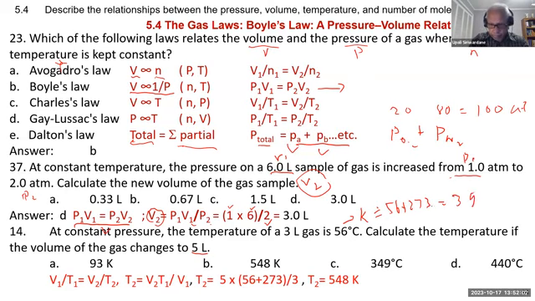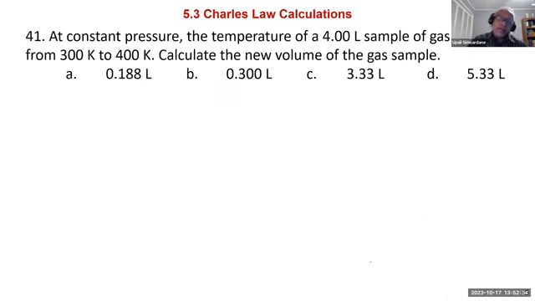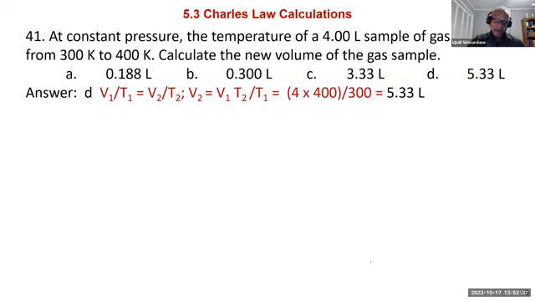9, 7 plus 12, 50. I get the answer right here when you do the calculation. I have more examples. That's the Charles law calculation.